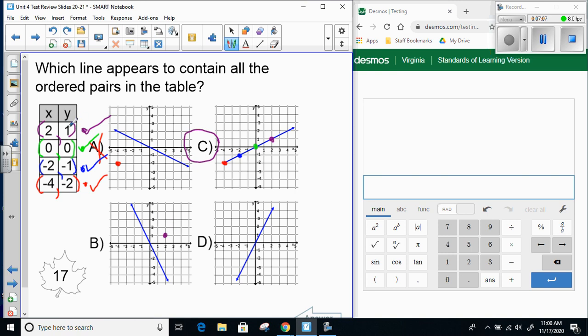So right 2, up 1. Is the ordered pair 2, 1 on the line for B? Nope. So now let's check for D. From my origin, I go right 2 and up 1. Is that point on the line for D? No. So just proving to ourselves that C is the best choice here.